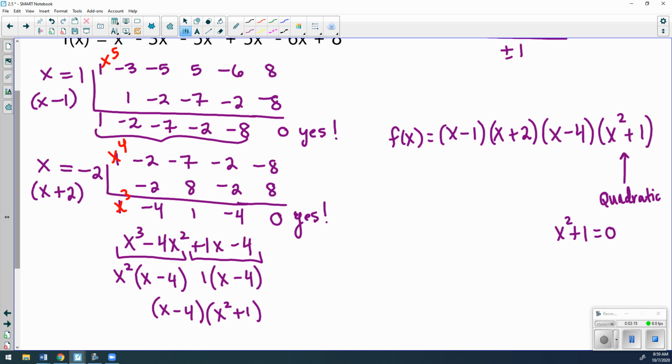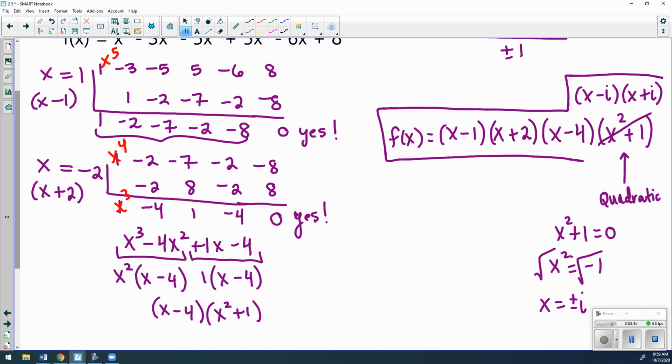If I set it equal to 0, I can't factor it using the difference of two squares because this isn't the difference of two squares. All I really know to do is set it up to get x by itself. And then the square root of -1 is going to be plus or minus i. So what I'll do then is replace x squared plus 1 with x minus i and x plus i. Now that's a linear factor because the x is degree 1. All right, there we go. That's the factored form of that function.